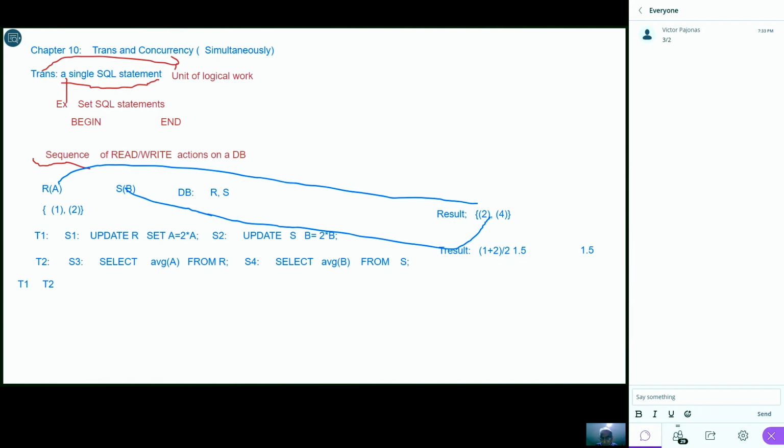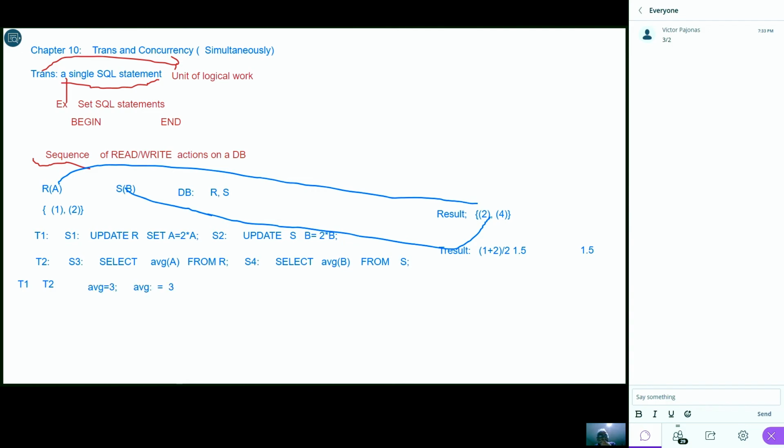What's the second average? Come on, guys. Also 3, because after the first statements, the result for R is 2, 4, and the result for S is also 2, 4. So the average is 2 plus 4. For R it is 3, and S is also 3. Okay? All right. Any questions?